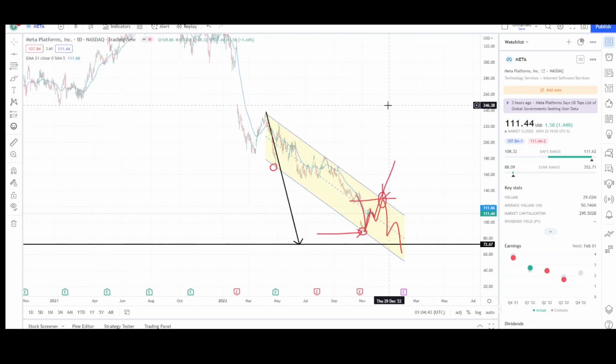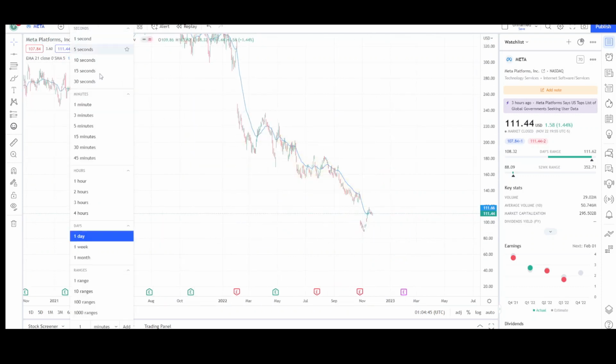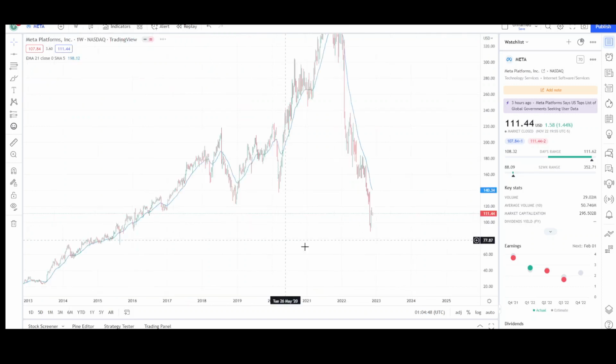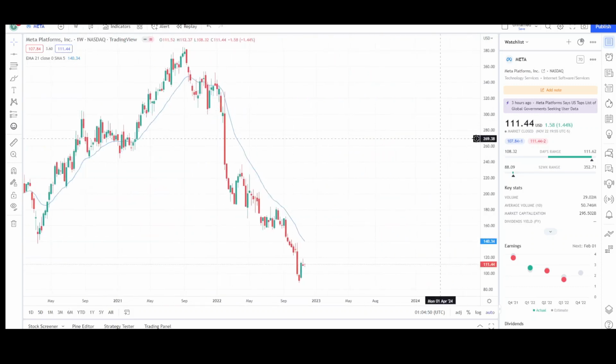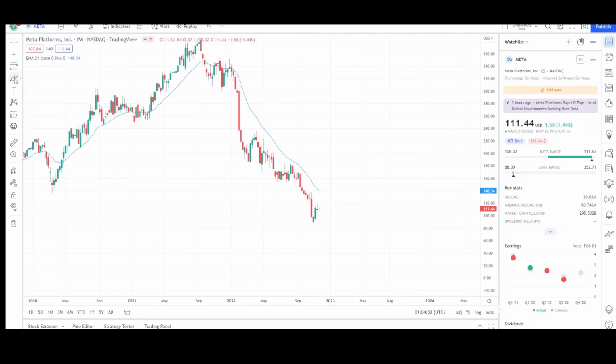And I'll go and switch it over to the weekly chart, and we can wrap it up from there. So here's the weekly chart for Meta Platforms. Obviously, we were super overextended. This pattern has repeated in the past. For example, right over here, when we get overextended, we're going to see a pullback towards the EMA.